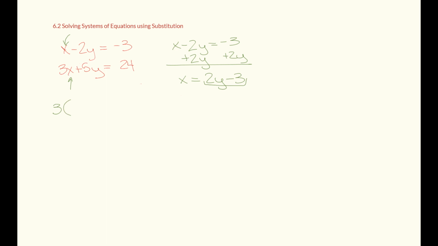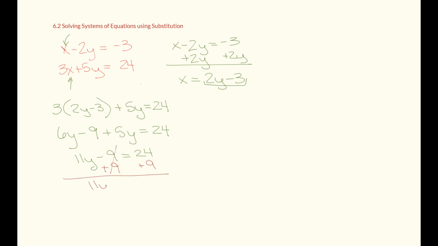So I've got 3. Instead of the x, I'm going to write 2y minus 3 plus 5y equals 24. So I am going to distribute. So I've got 6y minus 3 times 3 is 9 plus 5y equals 24. So 6y plus 5y, I'm combining like terms now, is 11y. Minus 9 is 24. So I'm going to add 9 to both sides.